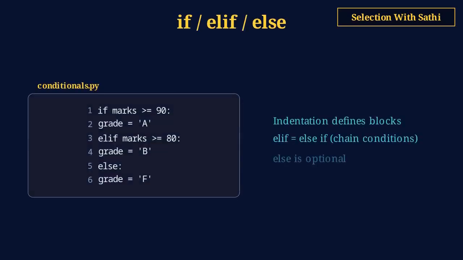If checks a condition; if it's true, the indented block runs. Elif means else if, and you can chain multiple conditions. Else runs when none of the conditions are true. Remember, Python uses indentation to define blocks, not curly braces.